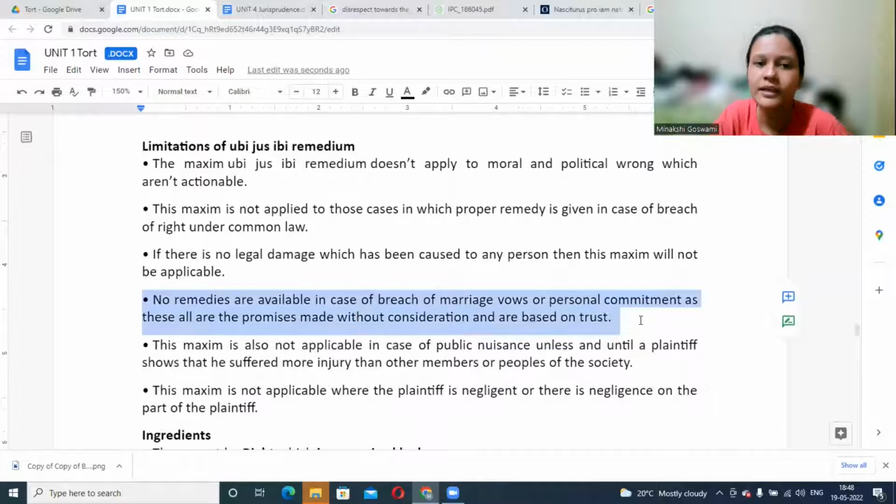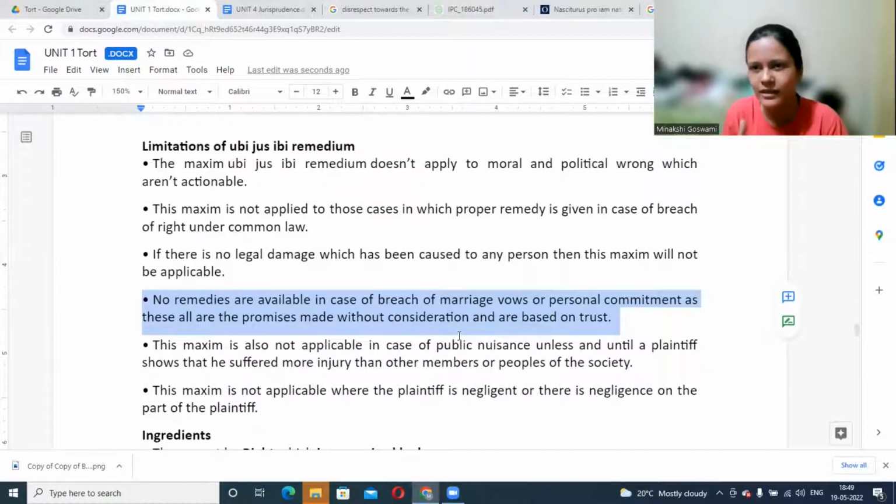No remedies are available in case of breach of marriage vows or personal commitments, as these are promises made without consideration and are based on trust. So in such cases also it's not applicable. But yes, there are personal laws where provisions are there to provide maintenance. We don't say it is compensation for violation of a right. Parties are free to get separated or divorced if they do not want to continue with a marriage, but it's rather a way to support the spouse who is not financially independent even after the marriage.